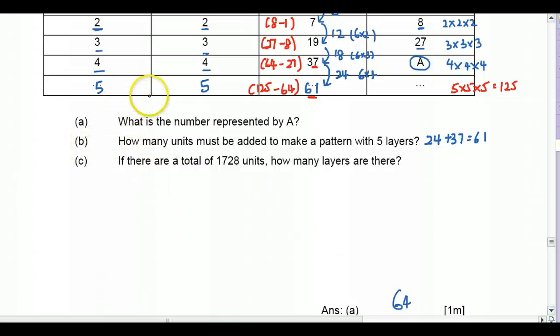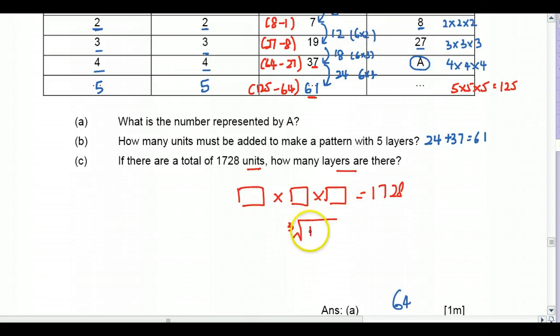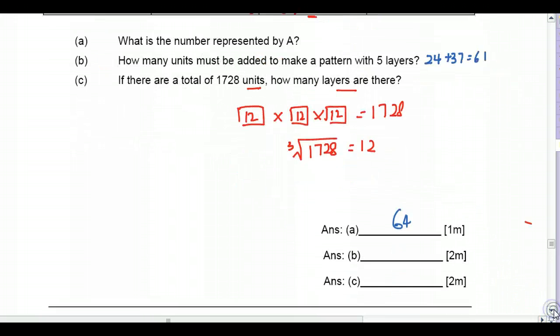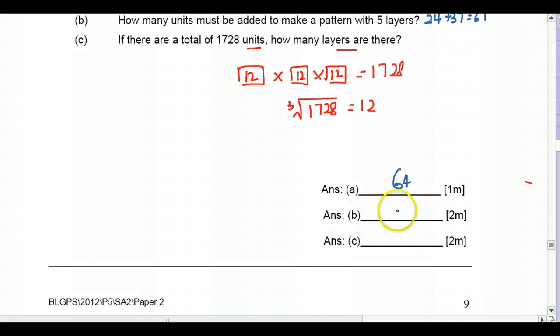So if there are 1,728 units, how many layers are there? So I know something times something times something equals to 1728, and the numbers must be the same. So I can use cube root of 1728, which will give me 12. Or I can take 12 times 12 is 144. 144 times 12 will be 1728. Okay, so my answer for B is 61. Answer for C is 12.